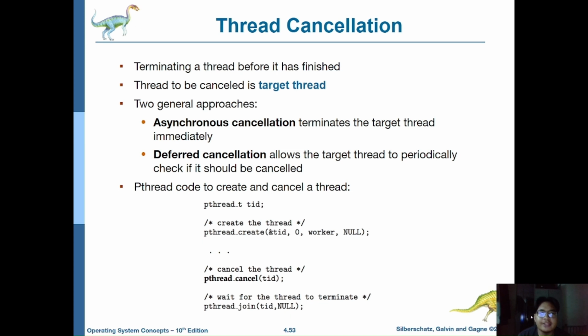The next one is thread cancellation, terminating a thread before it has finished or completed. So we need to terminate a thread before it has finished. A thread to be cancelled is called the target thread. There are two general approaches, which are asynchronous and deferred. Asynchronous cancellation terminates the target thread immediately.